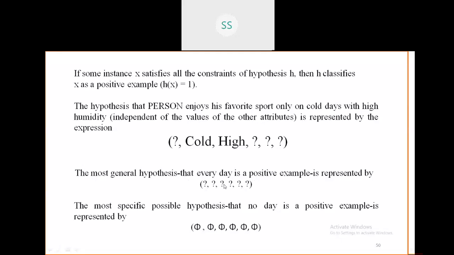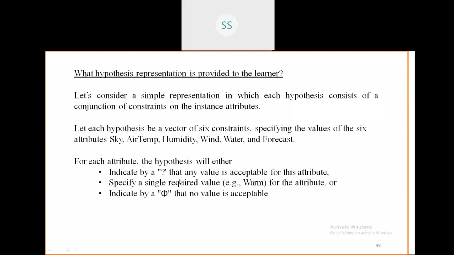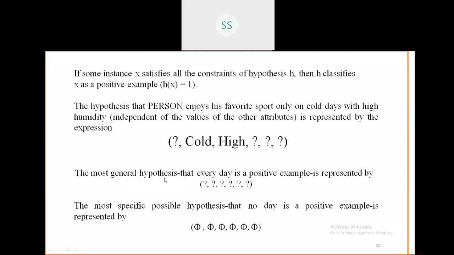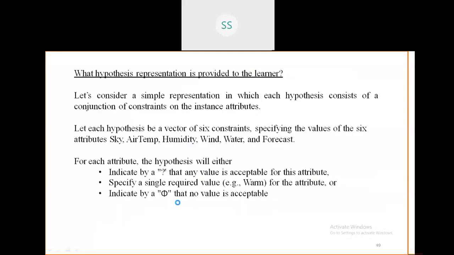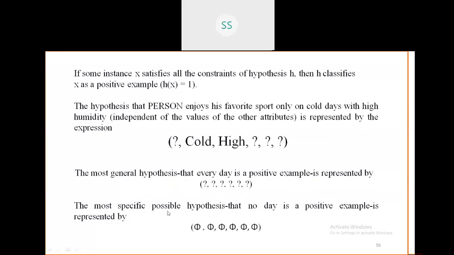In other words, where you can play the game every day. The most specific possible hypothesis. I have told you one example in the last slides. If it contains a question mark, it indicates a general hypothesis. If it contains the not symbol, it means that it is a specific example, or a more specific hypothesis, which we call the specific hypothesis.